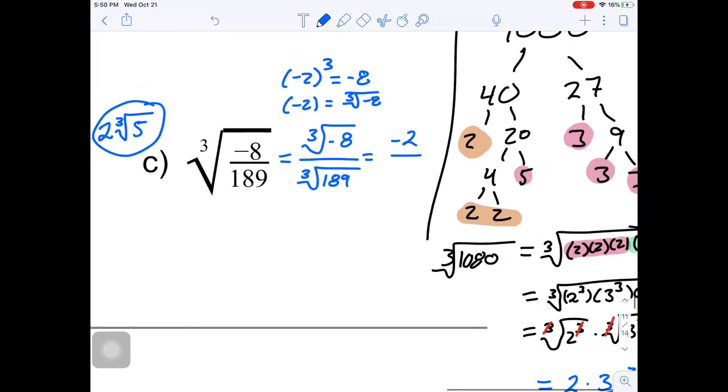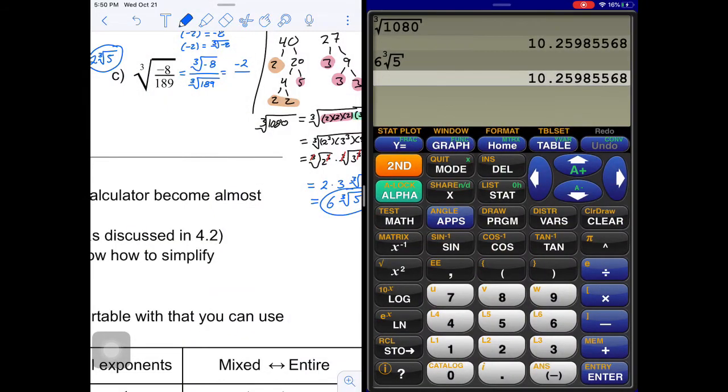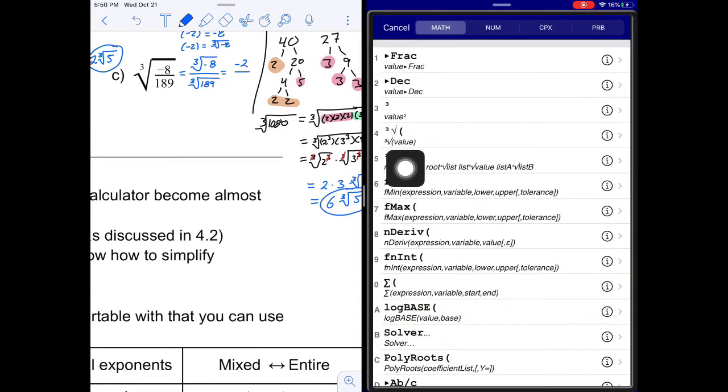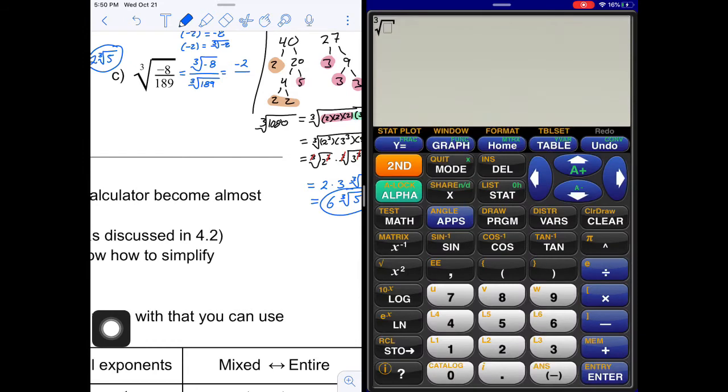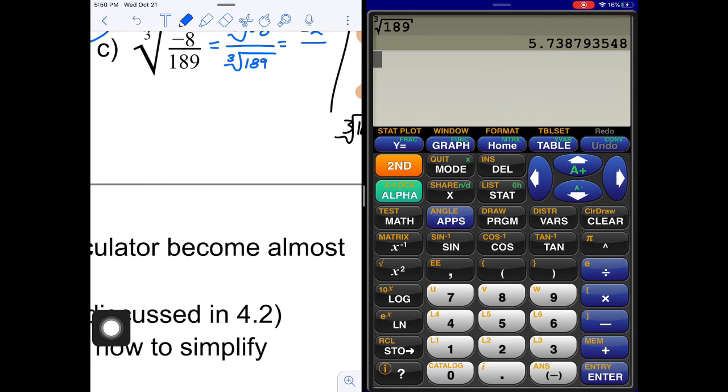And I'm actually pretty uncertain whether 189 is a perfect cube. So again, press math, which is right here, and I'm going to press the cube root, and I'm going to put 189. And it is not a perfect cube, so it gives me an irrational number. So I'm going to have to break this down as well. So let's kind of do that. So let's start off and start breaking down 189.